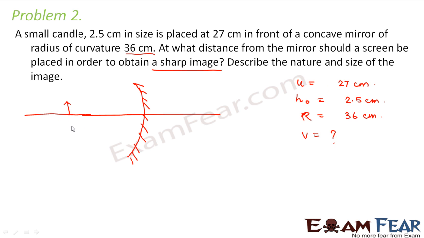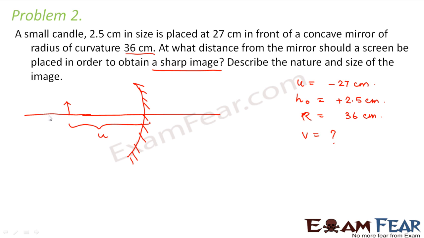Now let us apply the sign convention. u is 27 centimeters, that is this distance is u. So this is negative because it is along this side. Okay, height of the object is 2.5 centimeters. It is upright, it is above the principal axis, therefore it is positive.